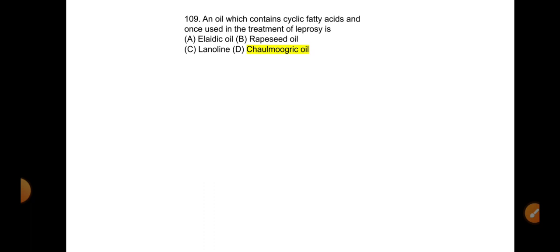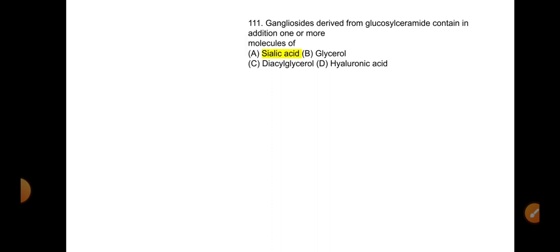So this is the oil which contains cyclic fatty acid, and it was used in old times for the treatment of leprosy. And then, unpleasant odors and taste in a rancid fat can be delayed or prevented by the addition of tocopherol. Tell me, which vitamin is this? 111. Gangliosides derived from glycosylceramide contain in addition one or more molecules of sialic acid. Okay.